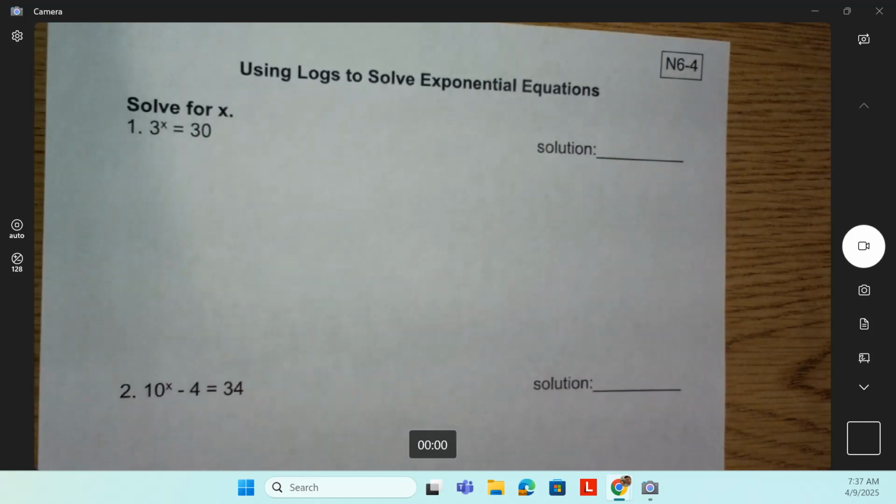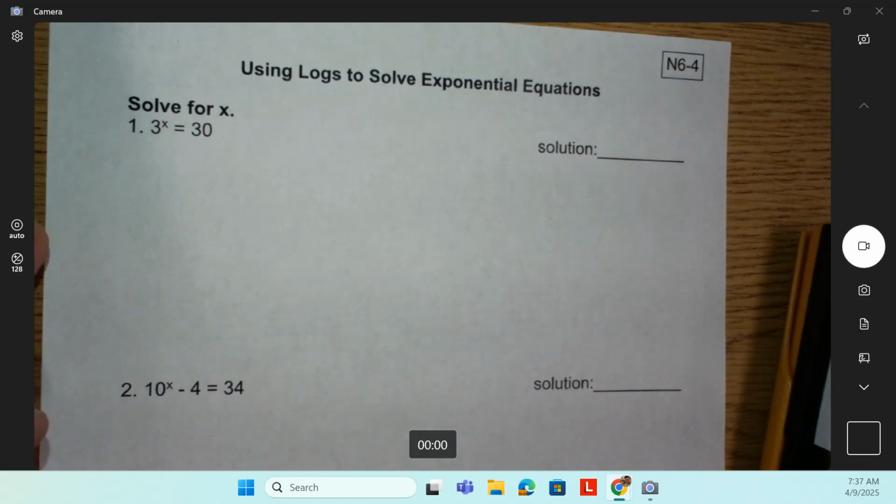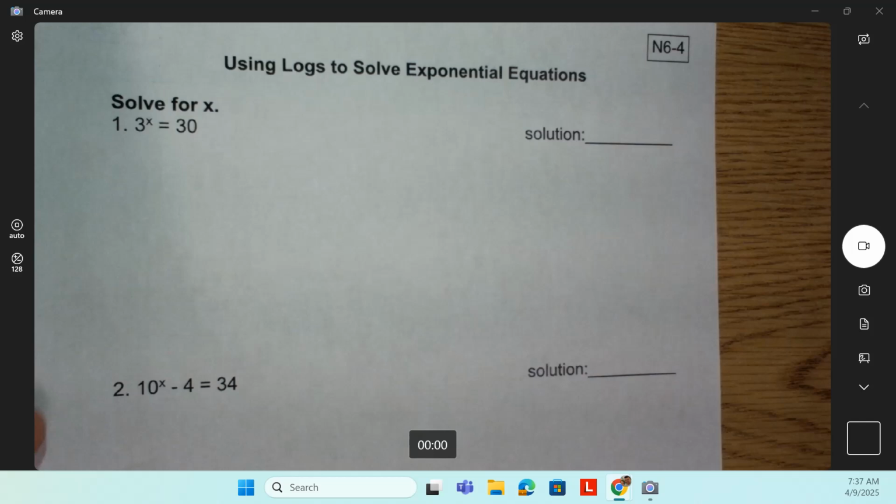Okay, we're going to look at using logs today to solve exponential equations. What's happening here is I have 3 to the power of something that is supposed to equal 30, but I've really got no clue what I could raise 3 to the power of to get to exactly 30. So when that happens, I'm just going to use the log function.